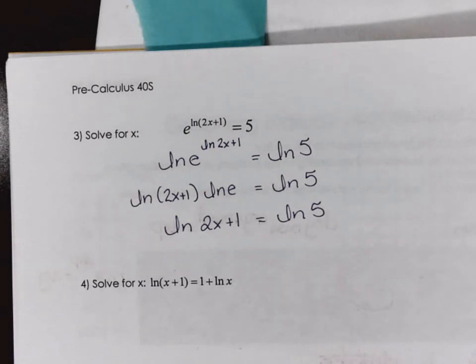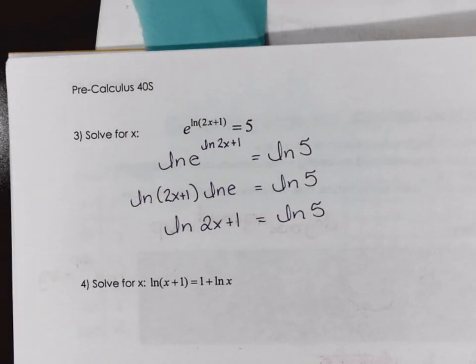What happened to my ln e? What happened to my ln e? What's the value of ln e? 1. So I just got rid of it because anything times 1 is itself, right? ln 2x plus 1. Did you guys get here? Did you guys get to this point? Do you know what to do next? Yeah. What's the next thing, Tristan?